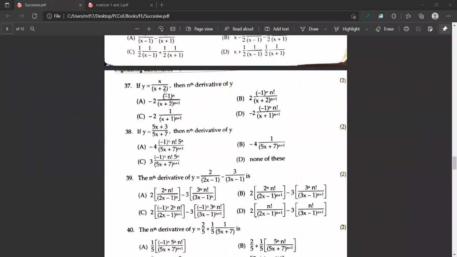Here we cannot apply partial fraction, but what I can do is, there is x upon x plus 2. So I'll just separate it. I'll write x plus 2 minus 2 upon x plus 2. I'm giving the hint only. So it is just equal to 1 minus 2 upon x plus 2. Now you can apply the formula. Clear?